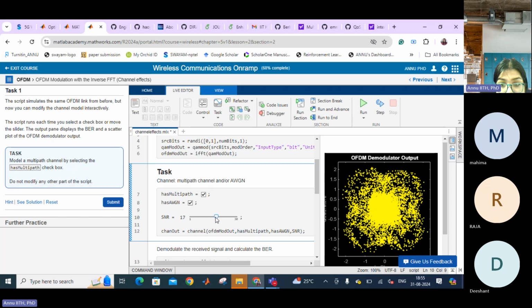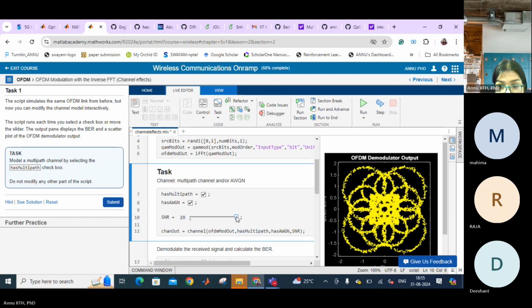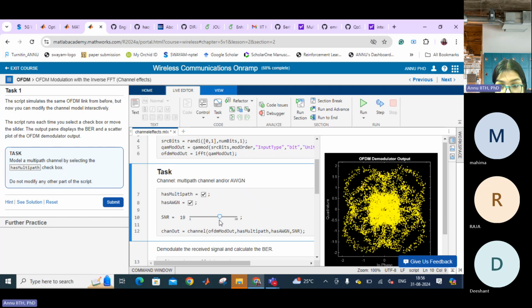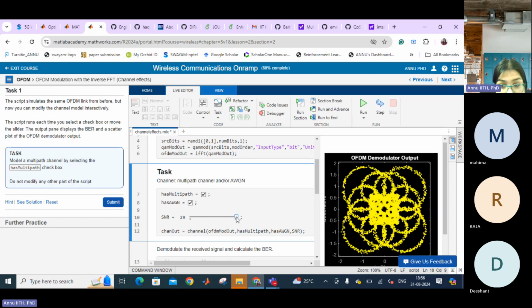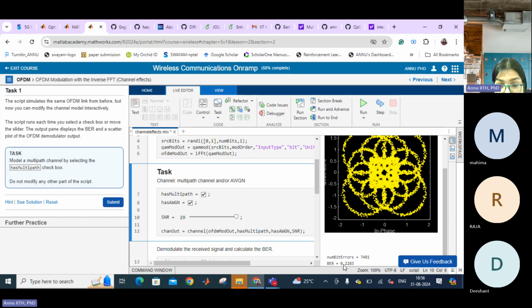And if you have more SNR, let's see, 30. In fact, with 30 also we have fewer symbols we can see. But at least some symbols we can see at 30 SNR. But this is a good rangoli we can see here. But BER, let's say BER is 0.2283.